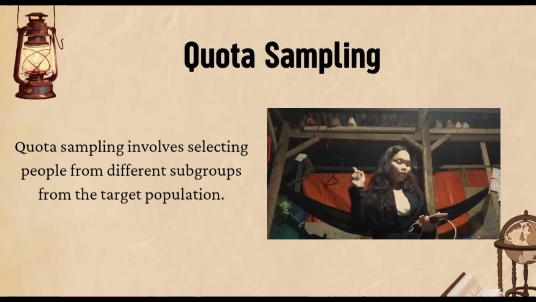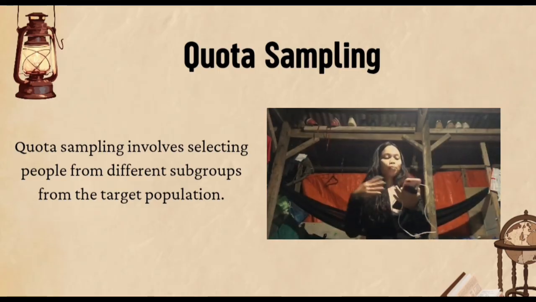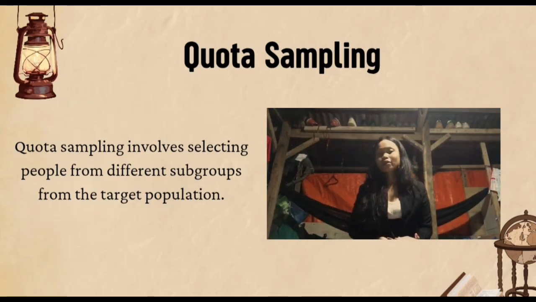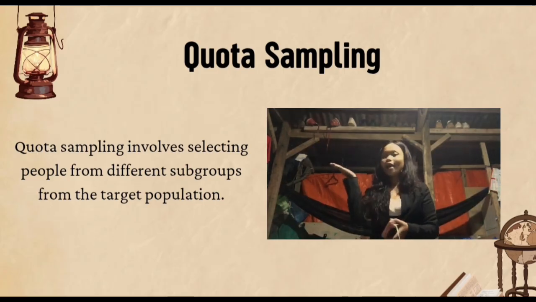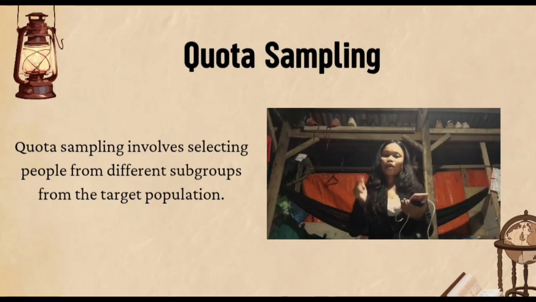Next up, quota sampling. Quota sampling involves selecting people from different subgroups of the target population. It is a way to build a diverse sample by setting fixed quotas for different groups in the population, like picking 10 young adults, 10 seniors, and 10 middle-aged people. You fill each quota without random selection, ensuring the sample reflects key demographics. It's handy for market research to capture varied views, better than just grabbing whoever is easy, but it risks bias if quotas are off or groups are hard to find.